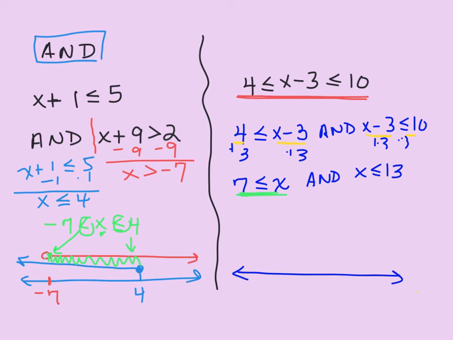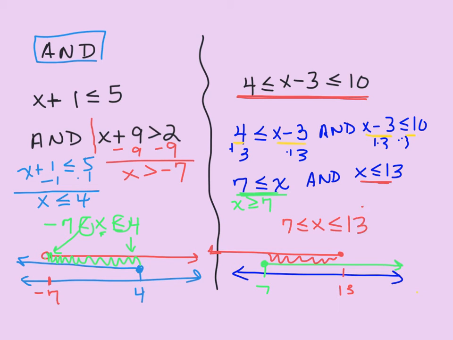This, remember I said write the variable on the left when we're about to graph it, is really this: from 7 going on forever. And then this is here, again, going on forever. What we're looking for is the overlap. So we're looking for 7 is less than or equal to x, which is less than or equal to 13.